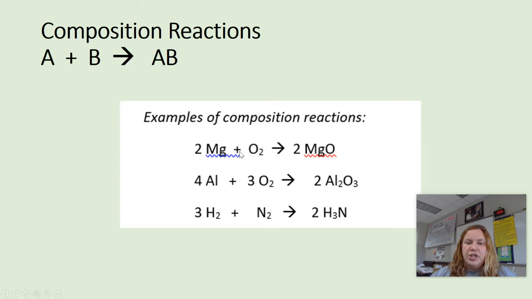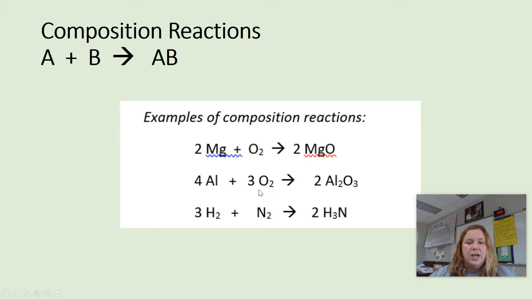So we put Mg and O together and we look at the charges. Mg would have a 2+ charge, oxygen would have a 2- charge, and when we crisscross, they're going to cancel out. So that's how we got the MgO. And then we go to balance our equation.